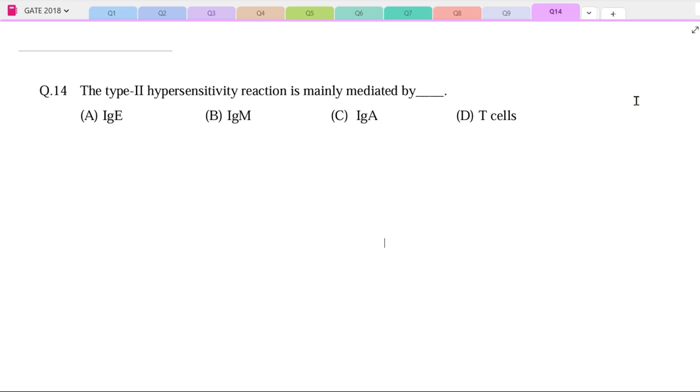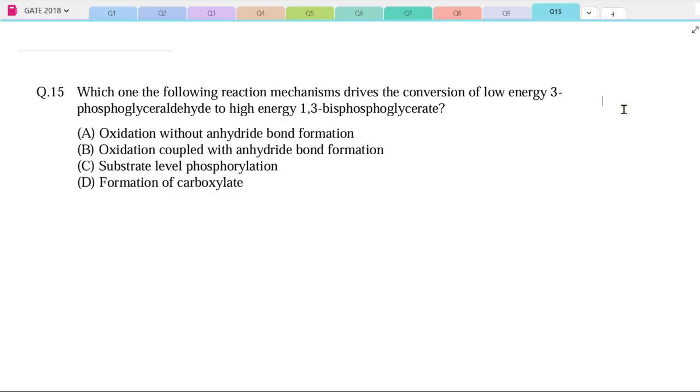The type 2 hypersensitivity reaction is mainly mediated by... it's very easy to tick the option IgE, because we all know that IgE is mainly involved in hypersensitivity reactions. However, the correct answer is IgM. So first of all, there are four main types of hypersensitivity reactions. I would request everybody to go through the basic immunology textbooks and concepts for the different types of hypersensitivity reactions. And here the correct answer is IgM, which is mainly involved in the type 2 hypersensitivity reaction. Okay. Moving on to the next question.